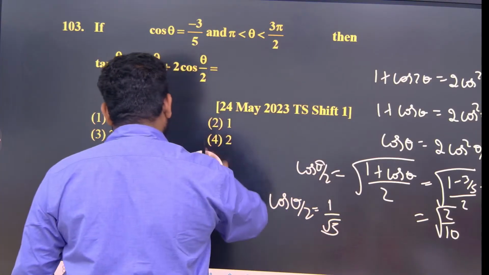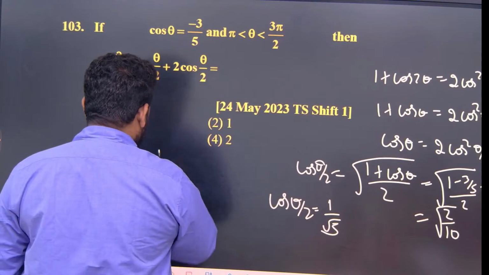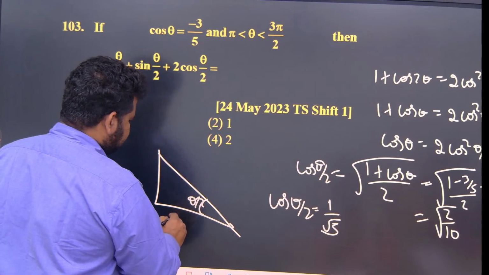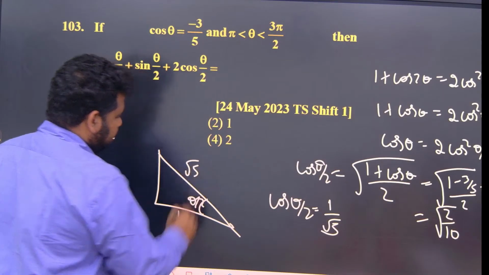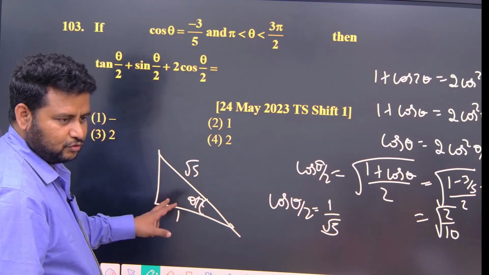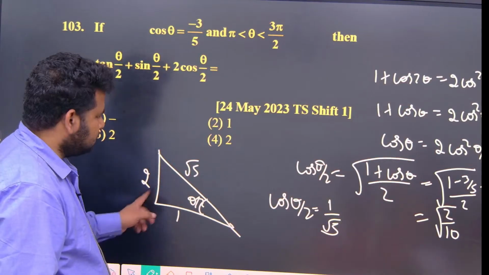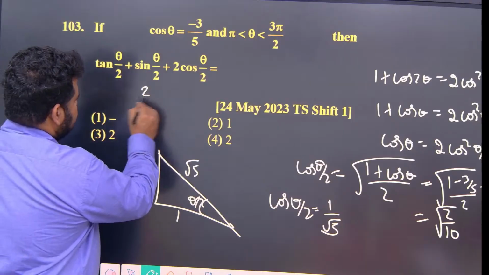Okay, so this will be what? Theta by 2. This will be 1, this will be root 5. So 5 minus 1 is 4, the square root of 4 is 2, we will have 2. So sin theta by 2 is what? 2 by root 5, 2 by root 5.